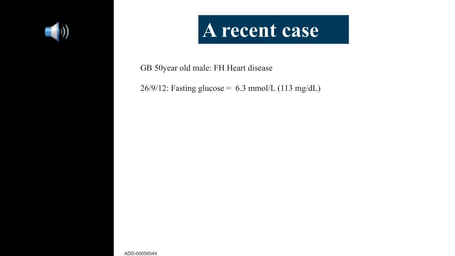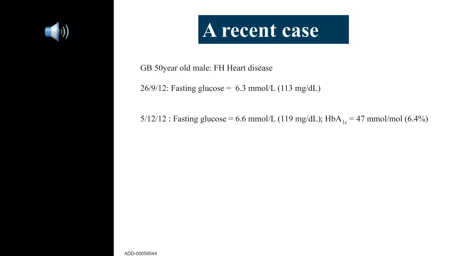Let's look at a particular patient. Here we have a 50-year-old male with a history of heart disease. He had a fasting glucose done because the general practitioner looking after this patient thought he may actually have diabetes. The fasting glucose was 6.3 millimoles per liter, 113 milligrams per deciliter, and my laboratory reported this as impaired fasting glycemia.